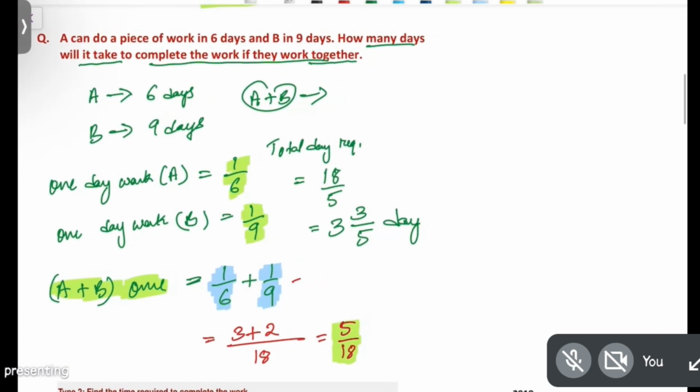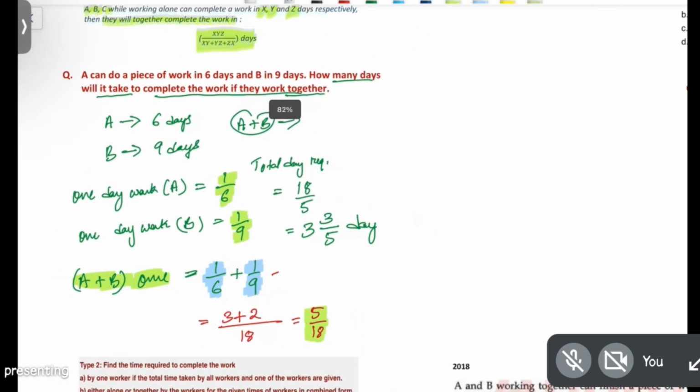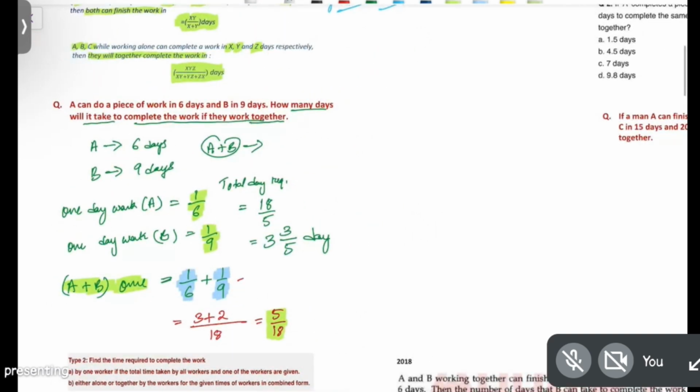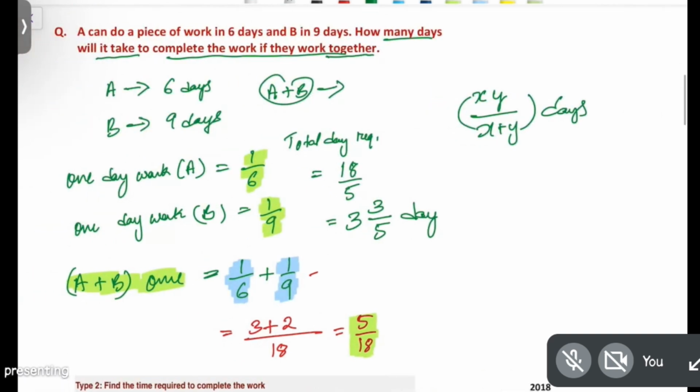Now, if you are going by the formula approach, the formula is x y divided by x plus y. This is the formula approach, the way it stays. According to the formula, for me x here is 6, which means A can do it in 6 days. I'll directly write it down here. My x is nothing but this one, and my y is nothing but this one.